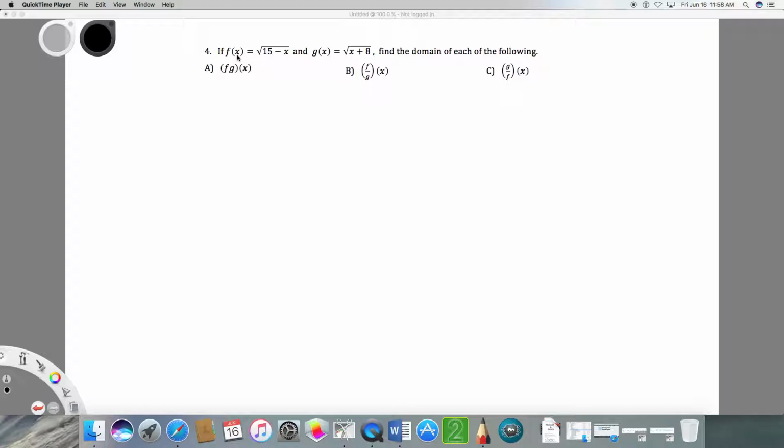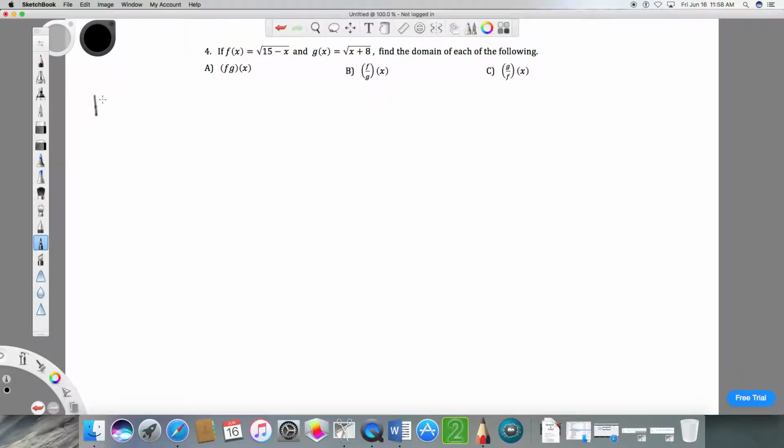The domain of any function is the set of all real numbers, excluding any values that cause division by 0 and excluding any values that would cause us to take the square root of a negative number. We don't have any variables in a denominator, but we do have a variable underneath a square root. So if we took too much away from 15, it would be negative. So we need 15 minus x to be greater than or equal to 0.